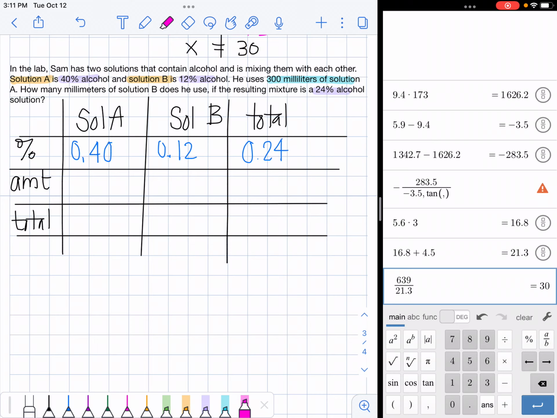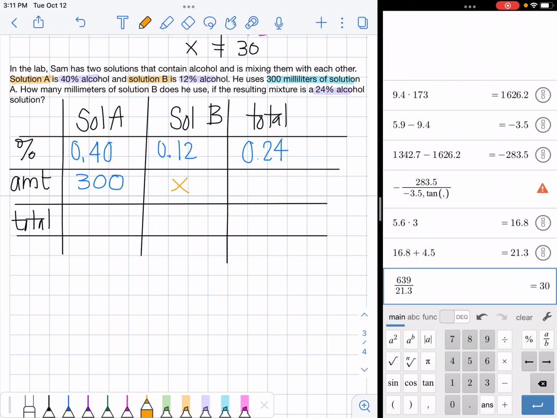Then it tells me he uses 300 milliliters of solution A, so 300 milliliters of solution A goes here. And how many milliliters of solution B does he use, if the resulting mixture is 24%? Okay, so we have to fill in the rest of the boxes. They're asking us to find how much solution B, so I don't know how much that is. Here's what I do know.